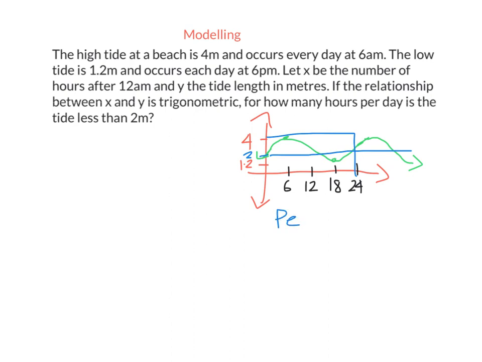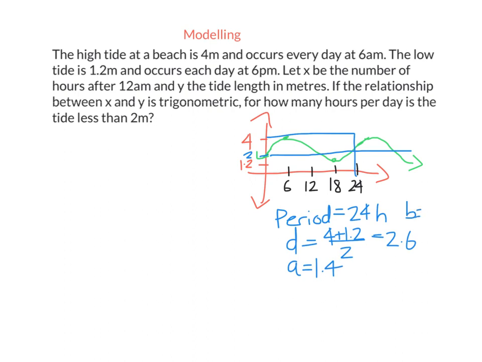So let's come up with an equation. The period here is 24 hours. The midline of this graph, the halfway point, is going to be 4 plus 1.2 divided by 2, which is 2.6. So that means the amplitude is going to be 1.4. The midline is at 2.6, and the distance to the maximum or minimum is 1.4. The period of 24 hours means B is going to be, if we're in degrees, 360 over 24, which gives us 15. So we could model this by a cos graph.